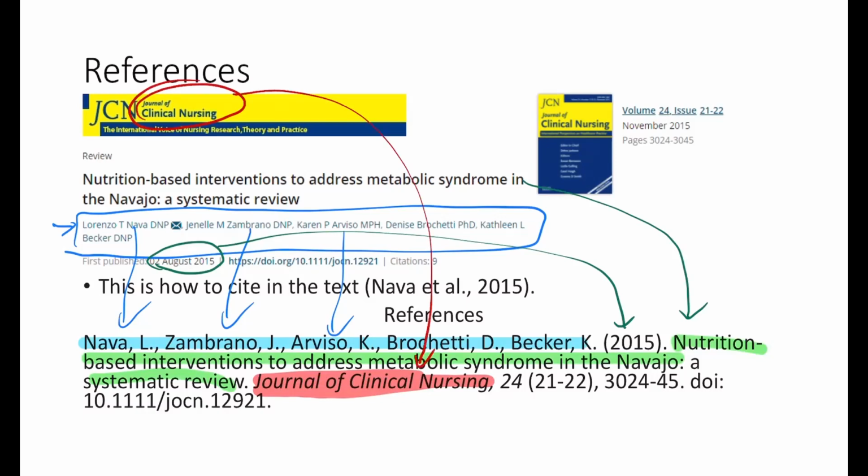Something a lot of people are tempted to do, because this is how a lot of websites do it, is the website might say JCN. And so people will write just JCN there, which you don't want to do, because it makes it harder for the reader to find it. So it's just not the way to go about it. Make sure that you write out the entire journal name.